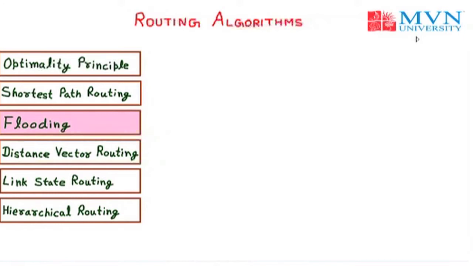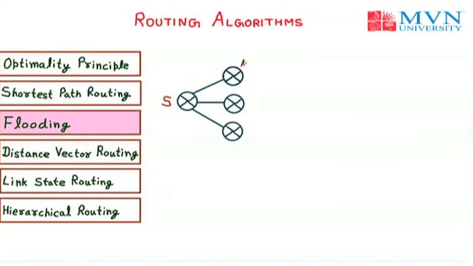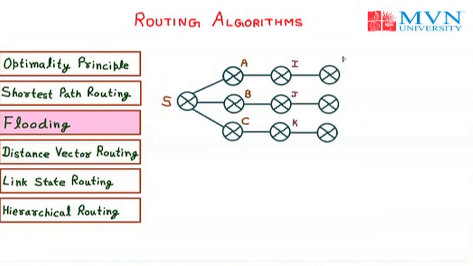To understand this, let us take the example of the diagram in which we have a start node, or the sender. We give it the name S, that is the sending router. It is connected with 3 particular routers, named A, B and C. Each router is connected to one more router, named I, J, K. They are again connected to one more router, named L, M, N.